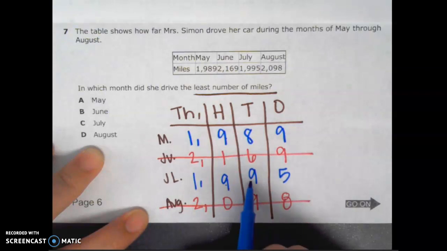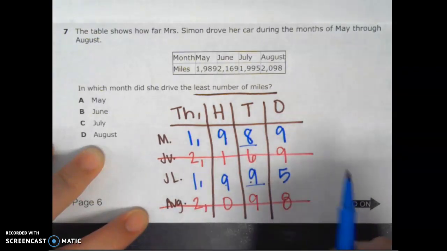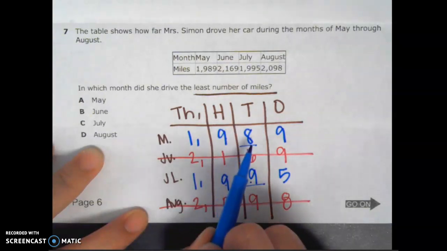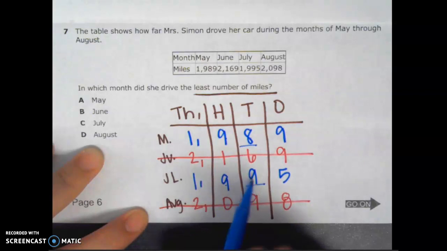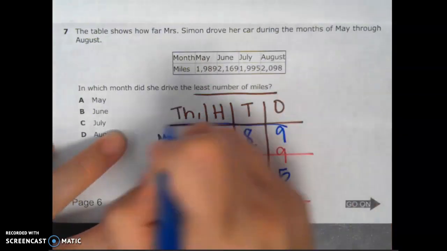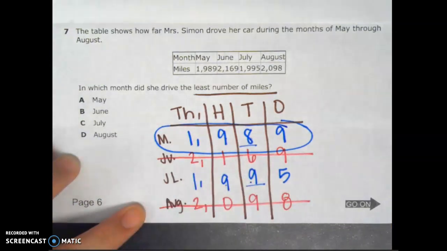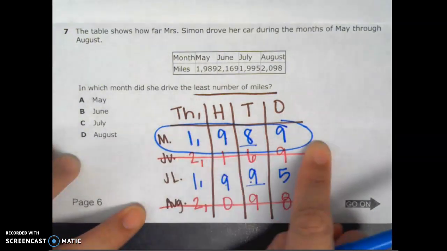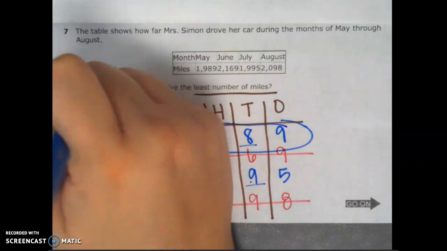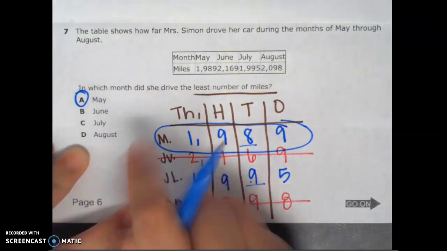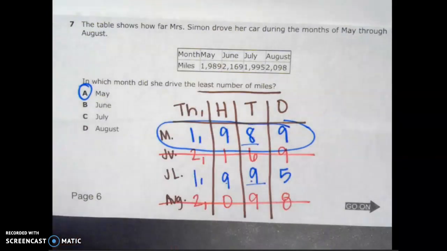80 and 90. Well, those are different. Which one is going to be smallest? 80 is going to be less than 90, so this is the smallest number. This is the least number of miles she drove, 1,989 miles. A was your correct answer. May is the month she drove the least number of miles.